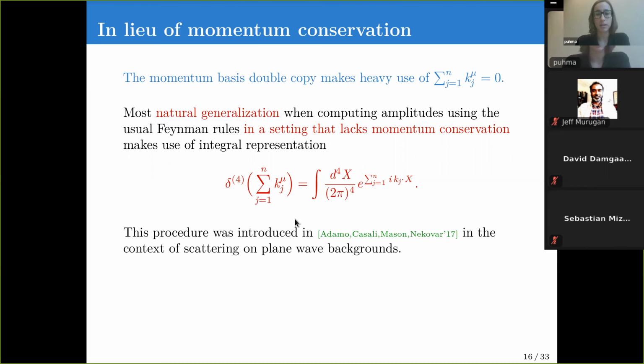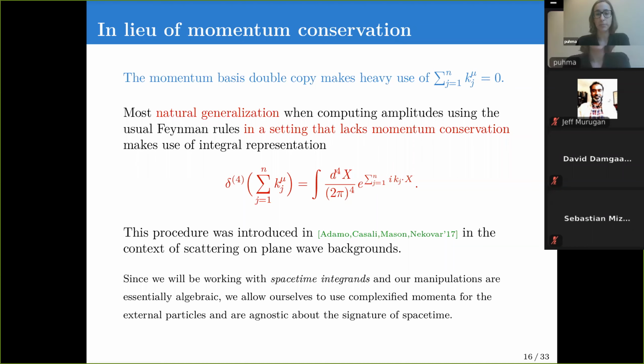And this procedure was introduced a few years ago by Adamo, Casali, Mason, and Nekovar, where they were interested in extending the double copy to curved spacetimes. And what they found was that when you do scattering on plane wave backgrounds, there exists again a notion of a double copy. But in order to see that, you have to go away from momentum conservation because it's not manifest anymore. And you can conveniently display the double copy procedure by using this integral representation of the delta function. And this is what we're going to use.